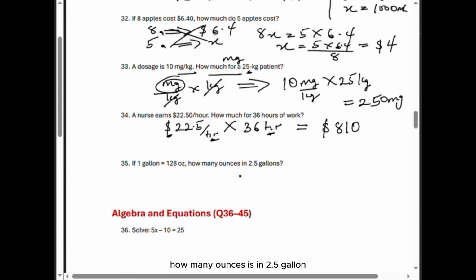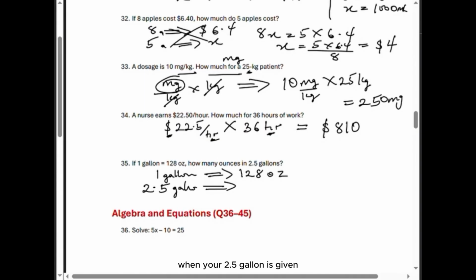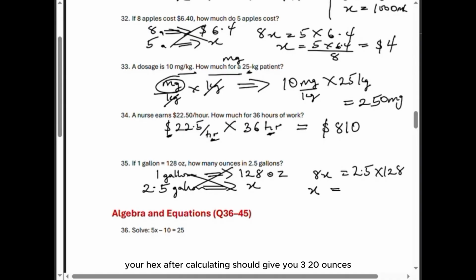And question 35, 1 gallon is 128 ounces. How many ounces are in 2.5 gallons? You've been given 1 gallon, which equates to 128 ounces. Then you're looking for ounces when 2.5 gallons is given. Call the number of ounces x. So you have x equals 2.5 multiplied by 128. After calculating, it should give you 320 ounces.